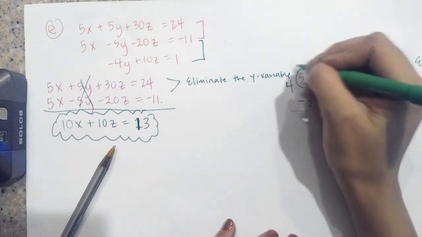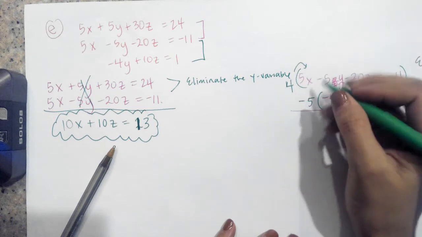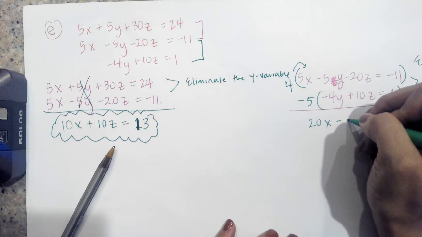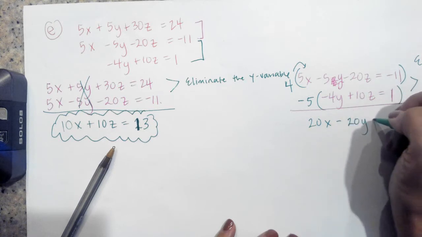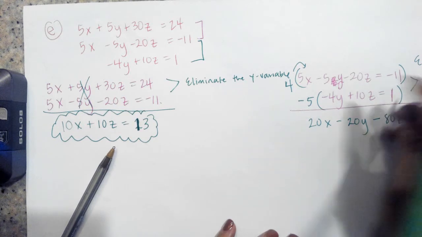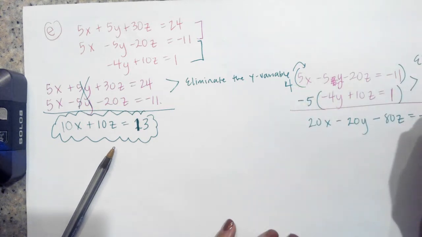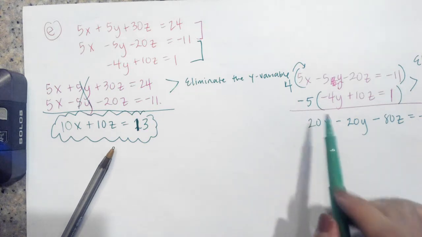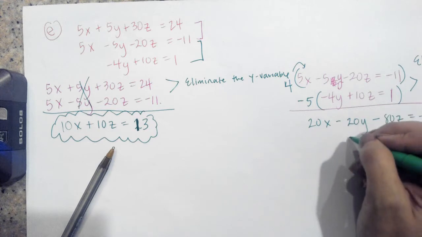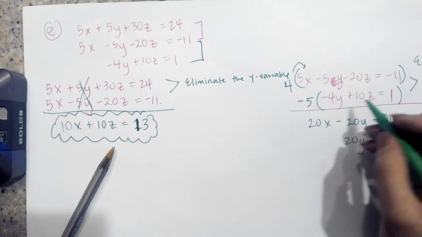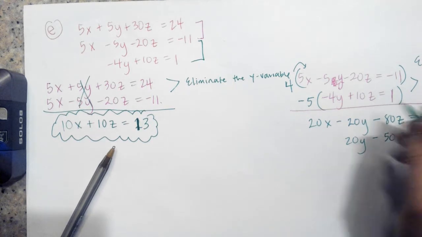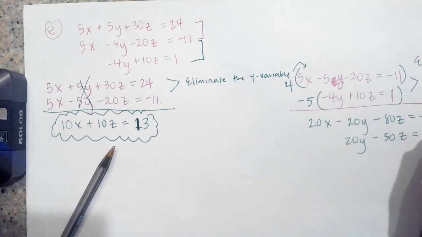So distribute my 4. So 5 times 4 is 20x minus 5 times 4 is 20, so 20y. 20 times 4 is 80z, and then negative 11 times 4 is negative 44. And here I have a negative times a negative, which is a positive, so that's 20y. Negative 5 times 10 is a negative 50, and then negative 5 times 1 is negative 5.